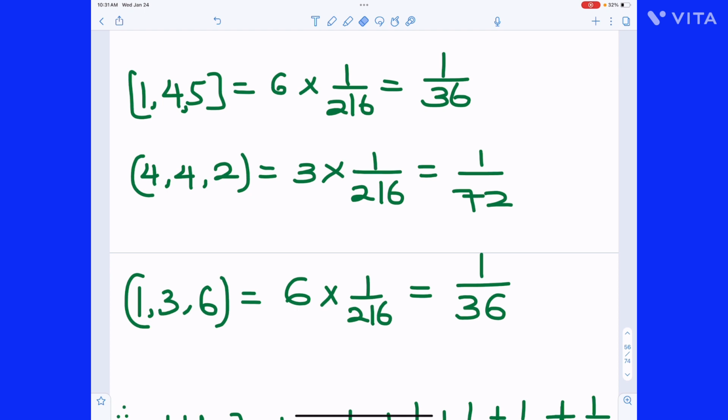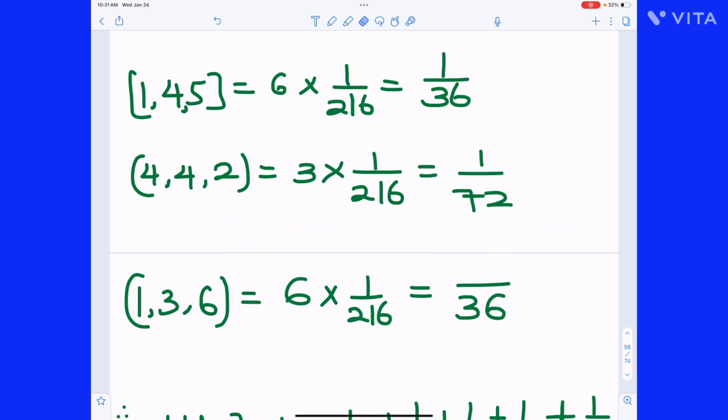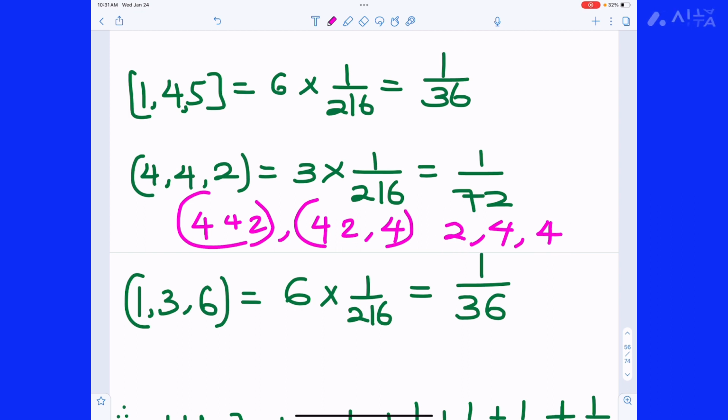So all of that too will lead to 6 times 1 over 216. You prepare your result, you keep it. 442 can happen in 3 ways: either 442 or 424 or 244. That's the only way. Only 3 ways you can get a total score of 10 with the numbers 4, 4, and 2 from the dice. So 3 ways times 1 over 216 will give you 1 over 72.